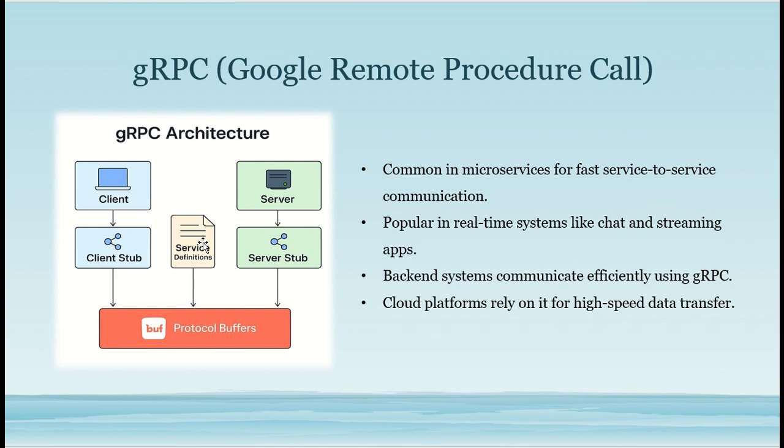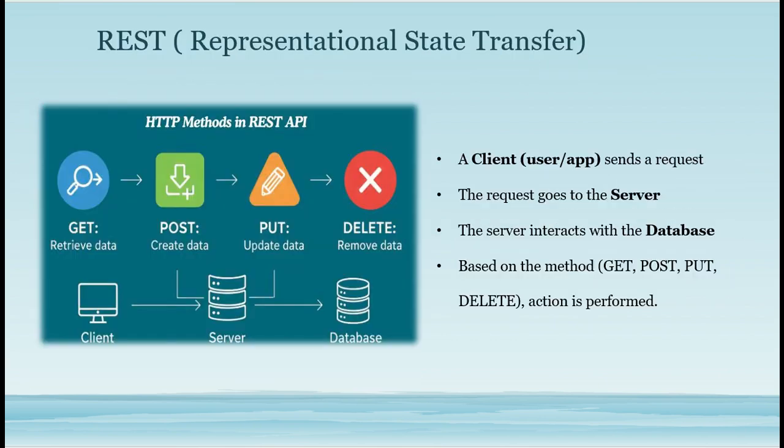Then the request reaches the server stub, which processes it on the server side. Google Remote Procedure Call uses protocol buffers, also called protobuf, to convert data into a fast and compact binary format. Finally, the server sends the response back to the client through the same process. gRPC is fast and efficient and mainly used for high performance communication between services. So these are all the types of API architectures.